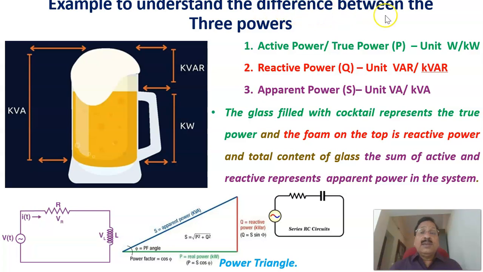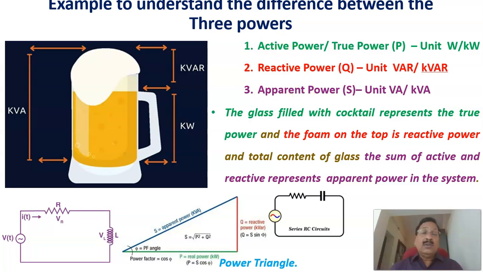The three powers are: active power, also called true power, represented as P, with the unit watts or kilowatts. The second is reactive power, represented as Q, with the unit VAR, that is volt-ampere reactive, or kVAR. And the third is apparent power, represented as S, with the unit volt-ampere or kilovolt-amperes. These are the three powers, and now let us see the difference between them.